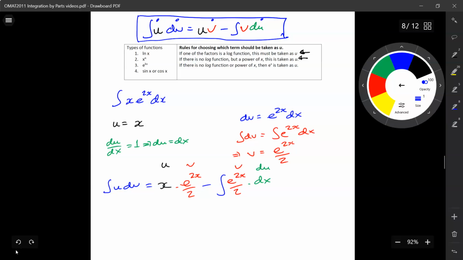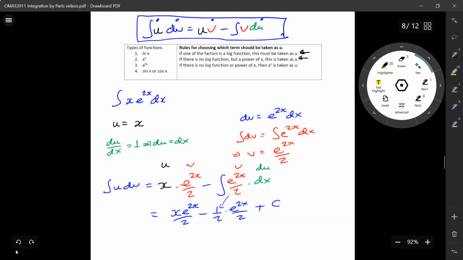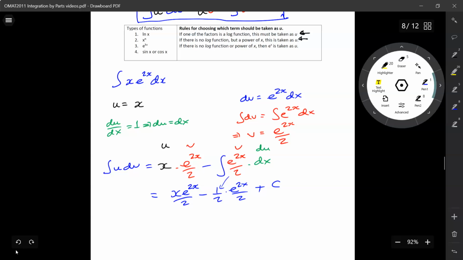If I work that out, that gives me x times exponential 2x over 2 minus, and I can take out the half, and I can integrate exponential 2x, so I get exponential 2x over 2 plus the constant of integration. So I've taken out the half, and then when I integrate exponential 2x, I get exponential 2x over 2. If I then just factor out anything that's common, what's common here is exponential 2x over 2 times x minus a half plus a constant of integration.